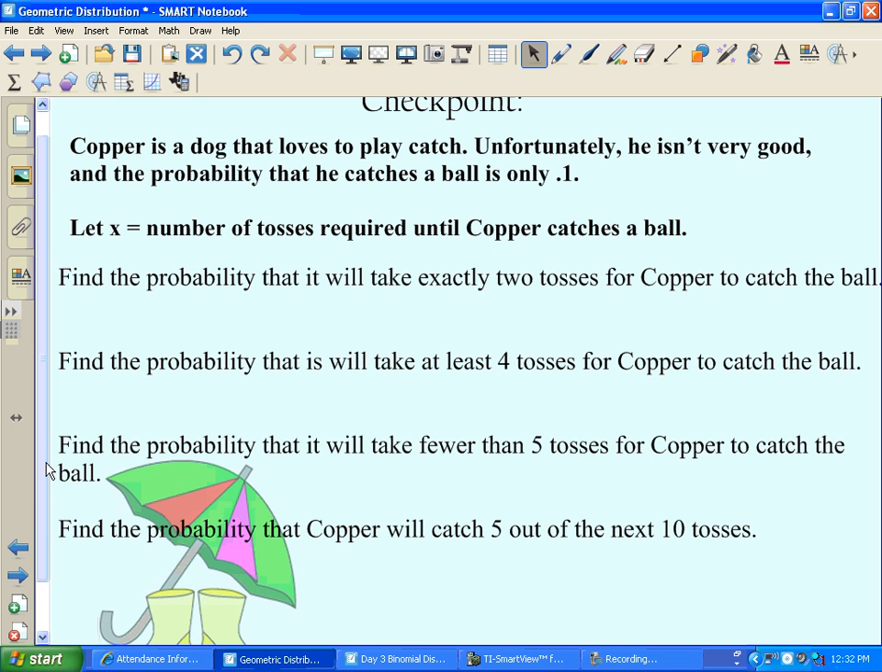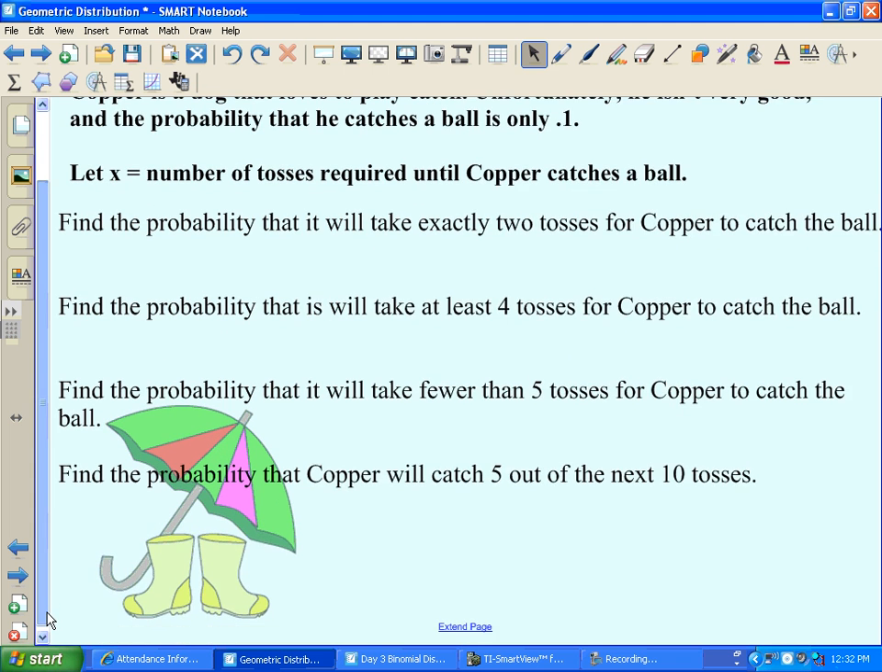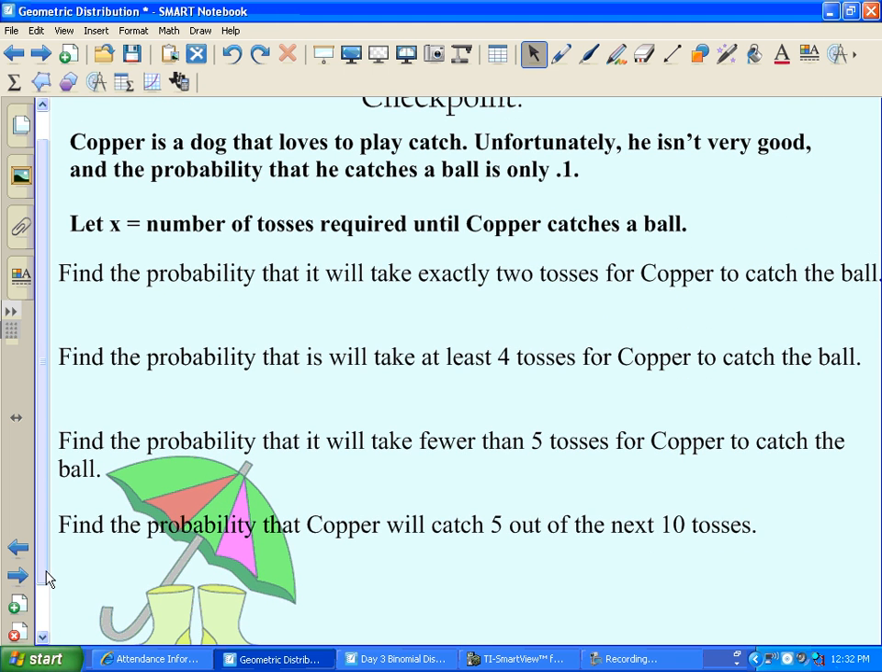Find the probability it takes exactly 2 for him to catch it. Find the probability it takes at least 4 for him to catch it. Find the probability it takes fewer than 5. And find the probability he catches 5 out of the next 10. Okay? I want you guys to do those problems. And then actually, you guys are going to have a work day for the remainder of class. Homework, and there will be a worksheet.